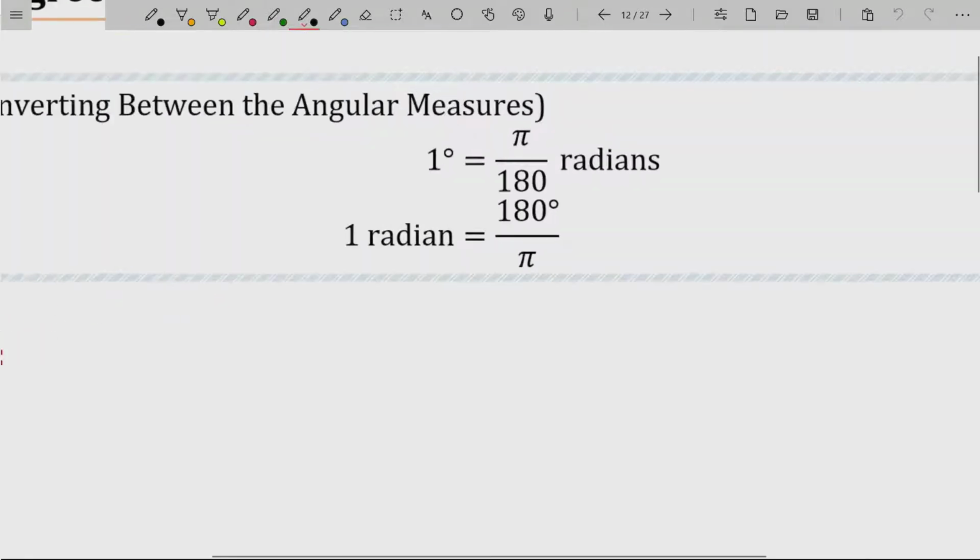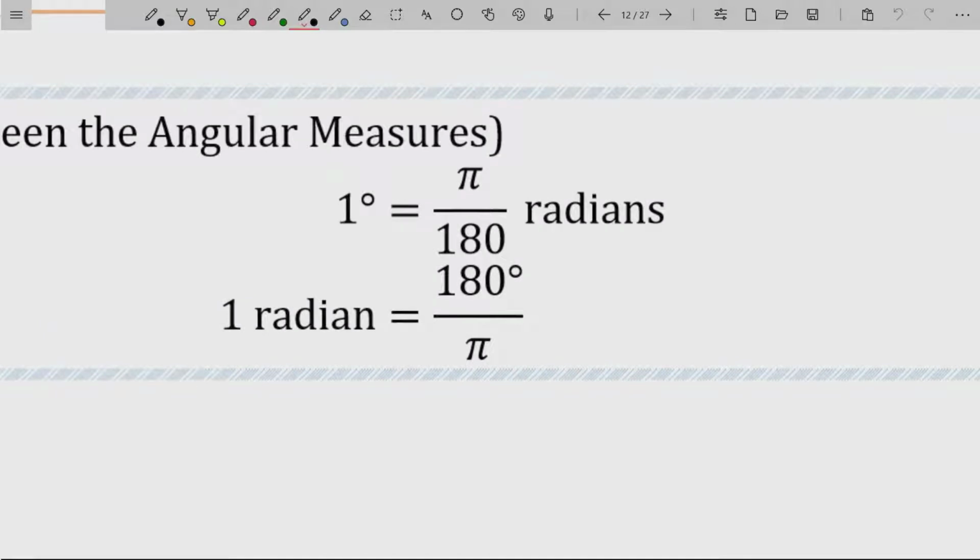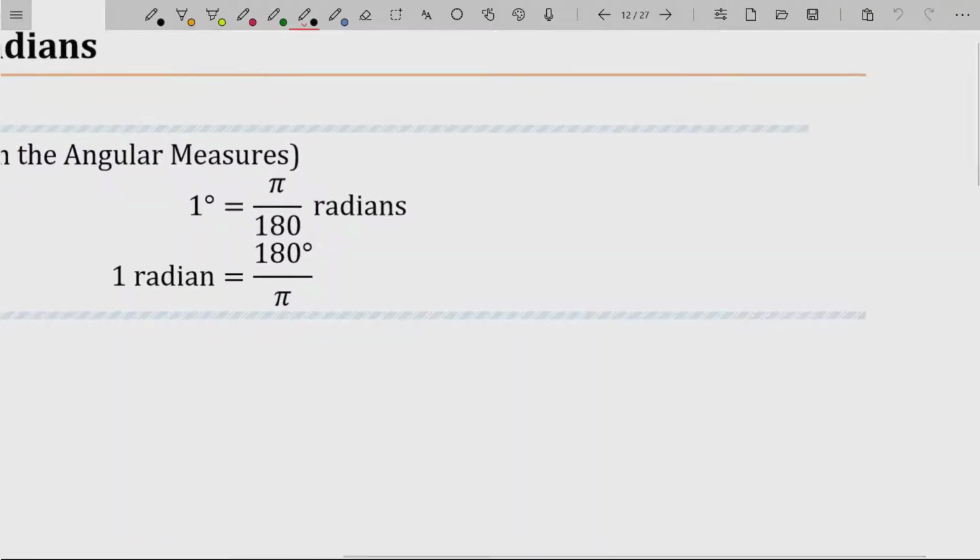It's not something I would actually memorize, to be very honest with you. I didn't when I was a student. 1 degree equals pi over 180 radians, and 1 radian equals 180 degrees over pi. Instead, what I did remember, and what I strongly recommend you remember, is that 360 degrees, a full rotation in a circle, as we stated last time, is the same as 2 pi radians. That's the conversion factor. 2 pi is the same thing as 360 degrees.